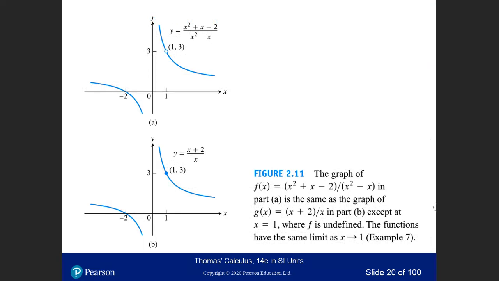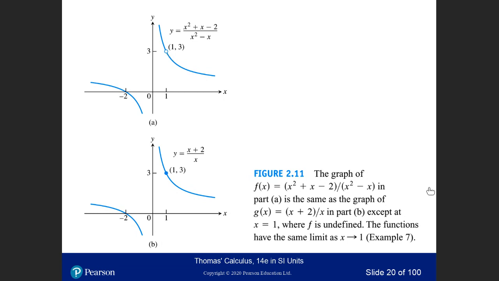Let's see what happens here graphically. Okay, the same function here. This function is not defined at x equal to 1. But if you look at the curve, as I approach 1 from the left-hand side, the limit is 3. As I approach 1 from the right-hand side, the limit is 3. So the limit of this function is 3 as I approach 1. Of course, we have an open dot here because the function is not defined at this point.